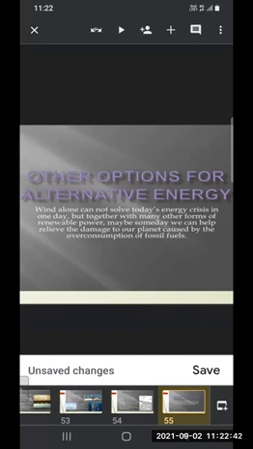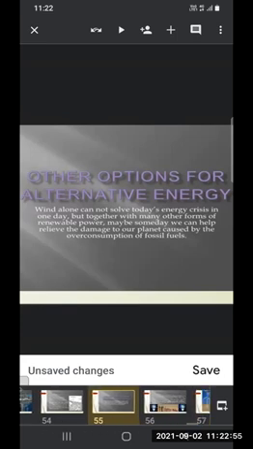Air pollution, water pollution, sound pollution, everything is getting polluted because of the overconsumption. So we have to take care, we have to conserve our planet.